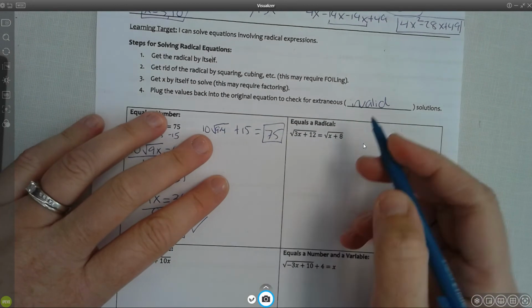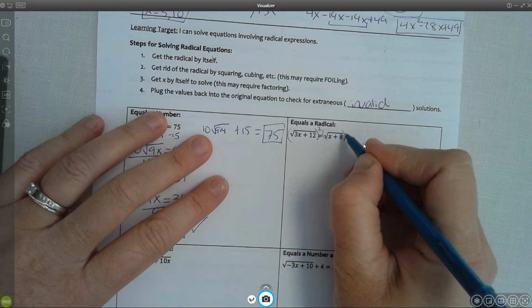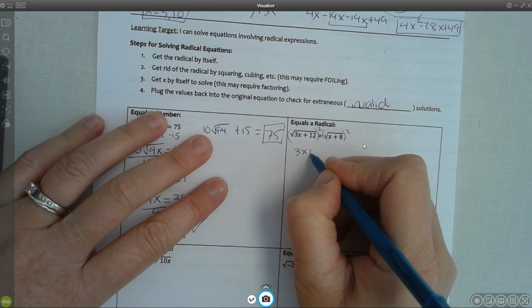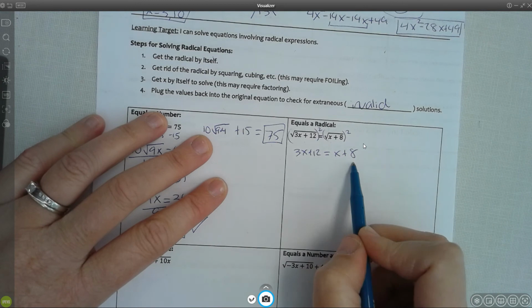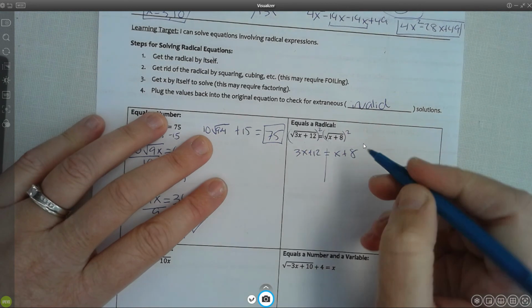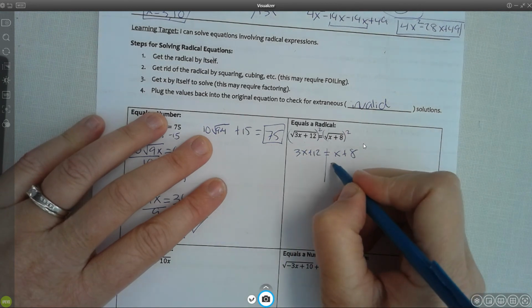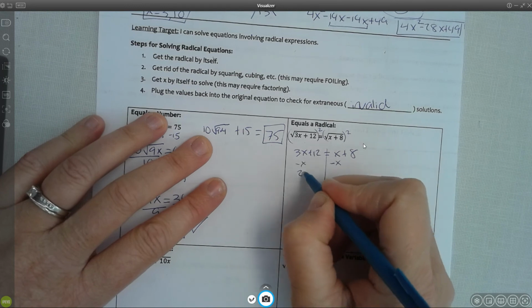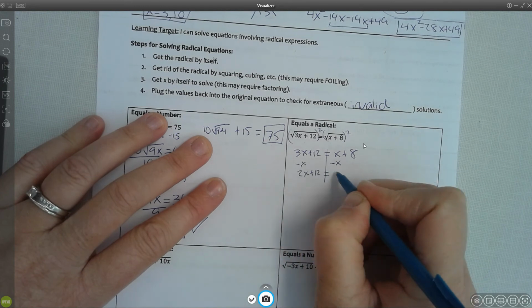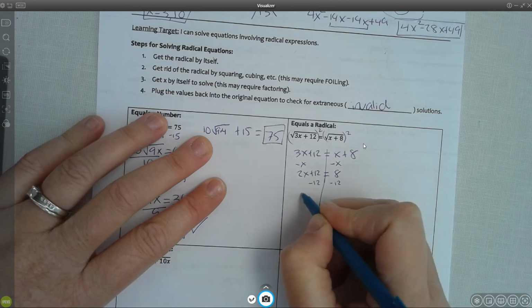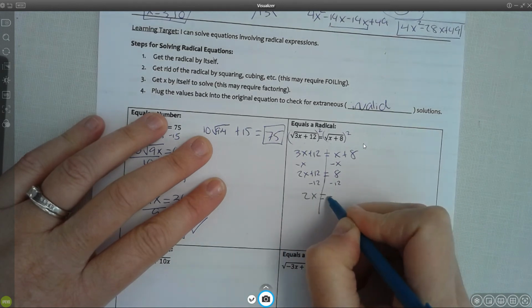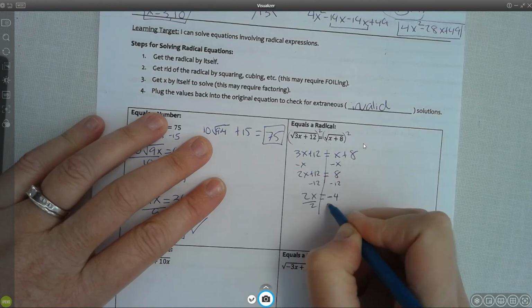So if a radical equals a radical, all you have to do on these is square both sides. And then you should just be solving an equation from like algebra 1. A linear equation equals a linear equation. So remember, we're going to subtract my x from both sides. Subtract my 12. Divide your 2.